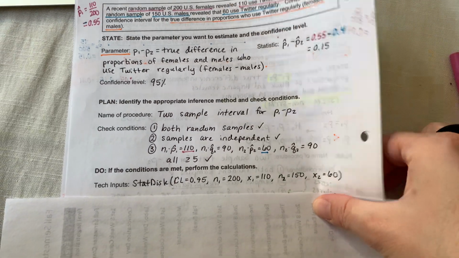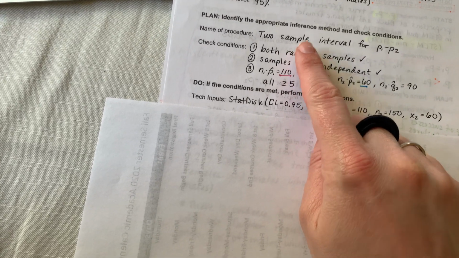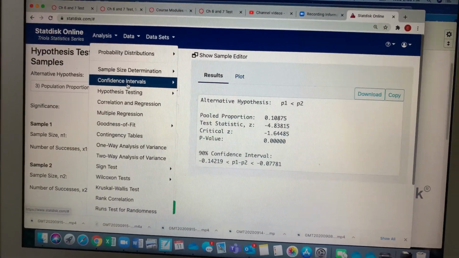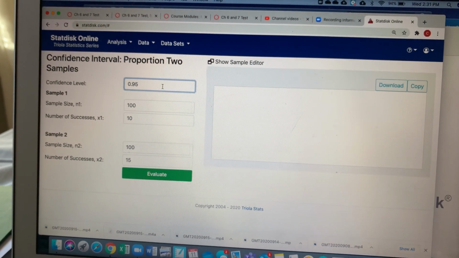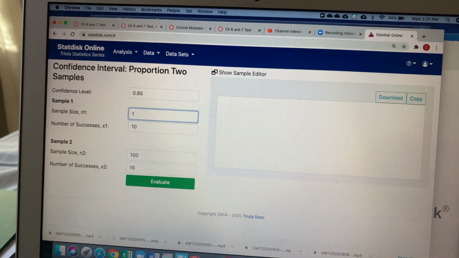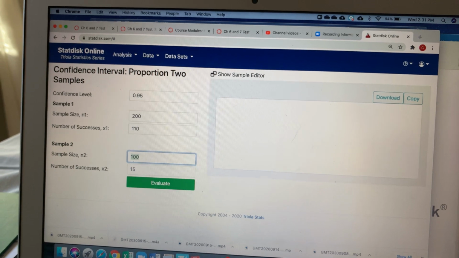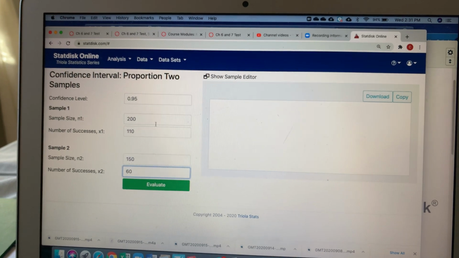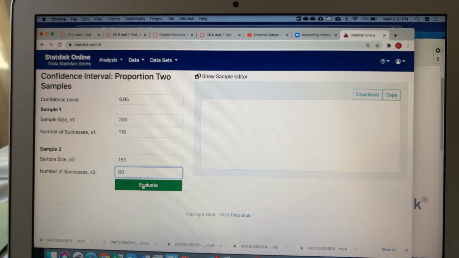So we go to StatDesk and we look for proportions with a difference of 2 samples. We go to analysis, then confidence intervals with proportion two samples. Our confidence level is 0.95. Our first sample size is 200. Our number of successes for the first one was 110. Sample size in the second one is 150, and I believe there were 60 successes, right? 60 males who use Twitter regularly. And then I evaluate. And I make sure to write all of these things down on my paper, of course.